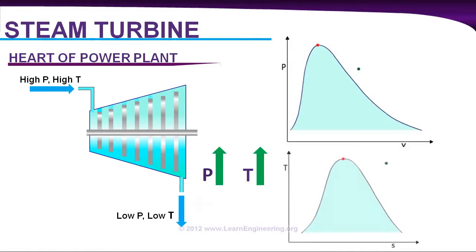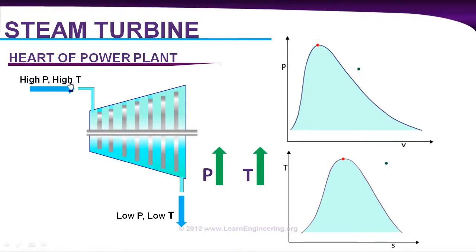I have drawn two graphs here. One is a pressure volume graph, next is a temperature entropy graph. So these are vapor domes of steam. Means inside of this dome is a mixture of liquid and vapor, and the right side will be completely vapor and the left side will be completely liquid. And this is our starting point, a high pressure, high temperature steam.